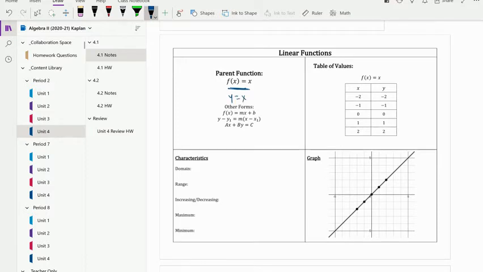F of x is just this new function notation. F of x is a fancy way of saying y. Here's a table of values, right? If you were to plug in x, what do you get for your y? And now let's really examine these here. Let's look at the domain, range, increasing, decreasing, maximum, minimum.